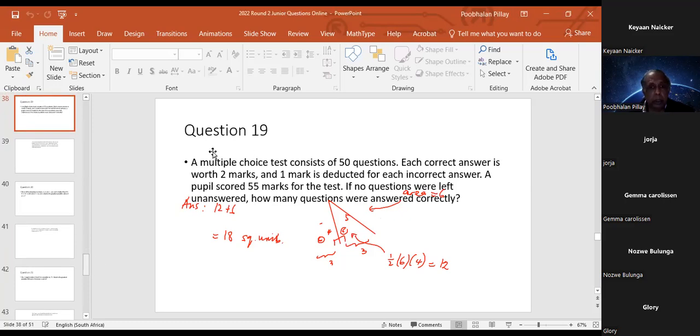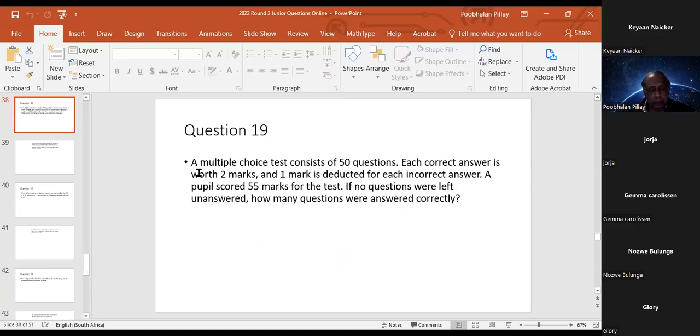Okay, so we go into question 19 now. The answer to the last problem was 18. That's the answer. Question 19. A multiple choice test consists of 50 questions. Each correct answer is worth 2 marks. And 1 mark is deducted for each incorrect answer.